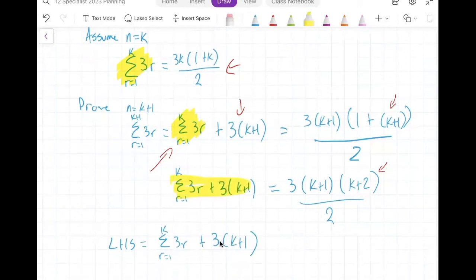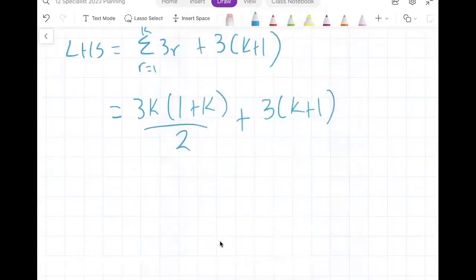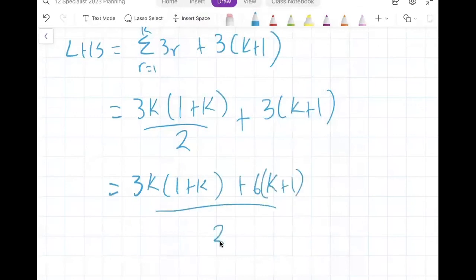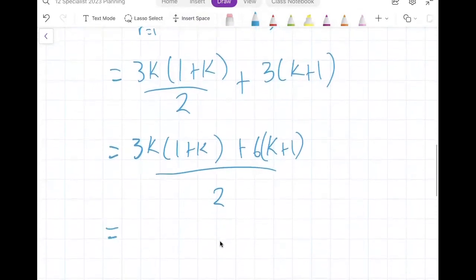I know that the sum of r equals 1 to k is equal to this part, so I can substitute this into my left-hand side, and that is going to equal 3k(1+k) over 2 plus 3(k+1). I'm now going to use my algebra skills to rearrange this. Let's put both over 2, and this is going to equal 3k(1+k) plus 6(k+1) all over 2. If I expand out and collect like terms, that is going to equal 3k plus 3k squared plus 6k plus 6 all over 2.